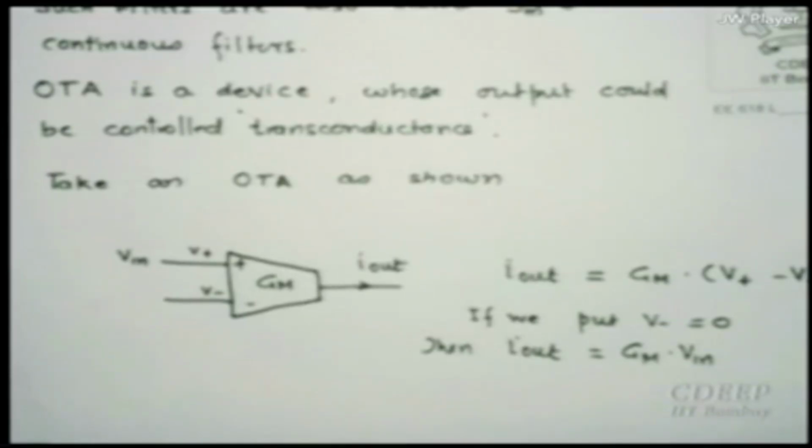All that we are now trying to see is, can I use this block to create a GM circuit which can then be used to make GM-C filters? So that's the basic idea behind all these choices.